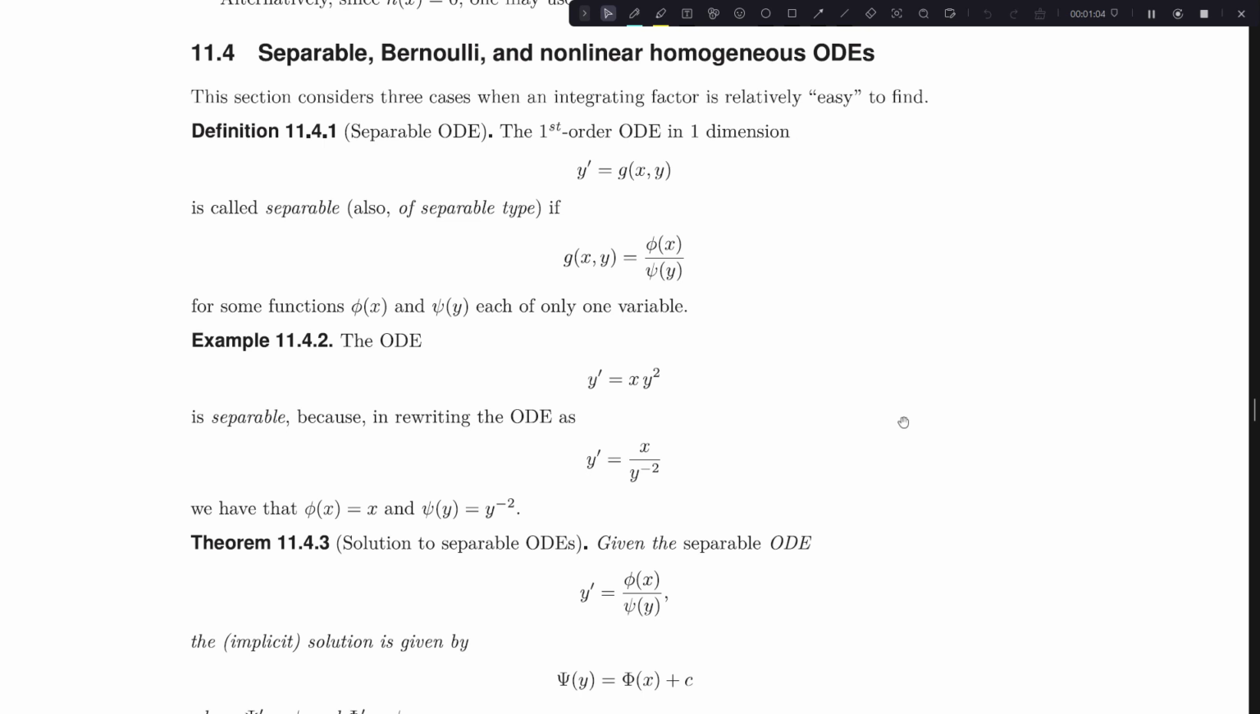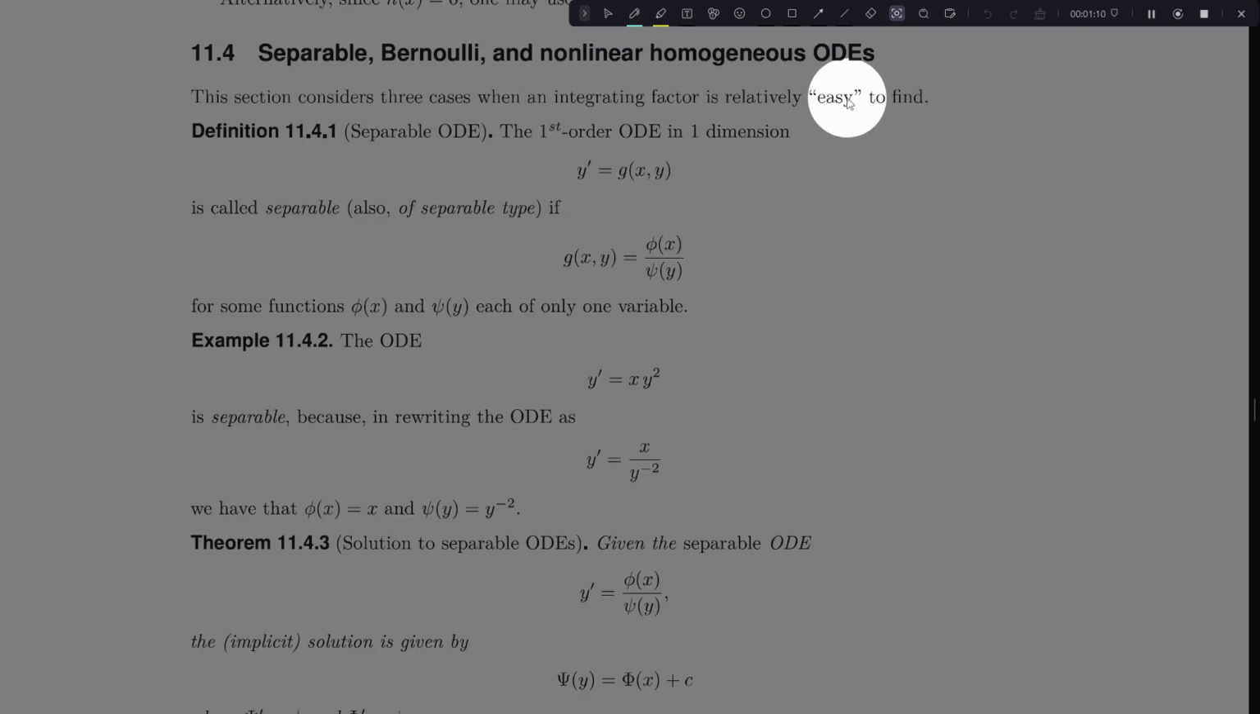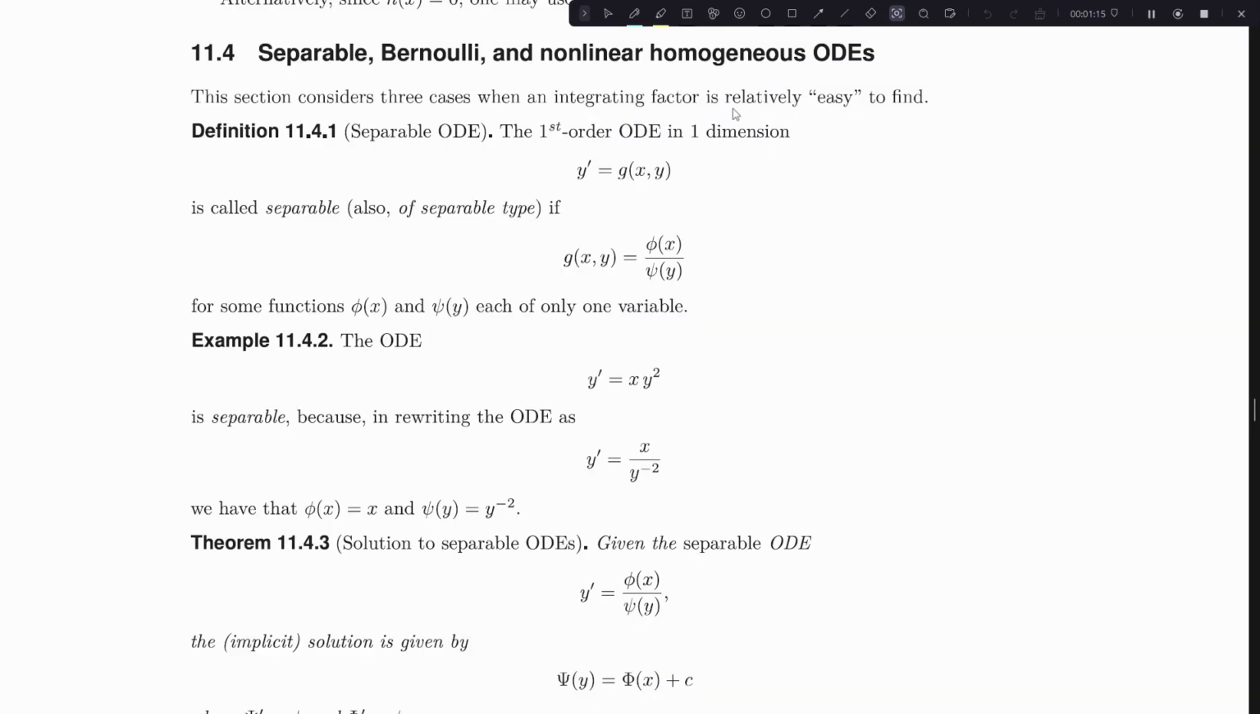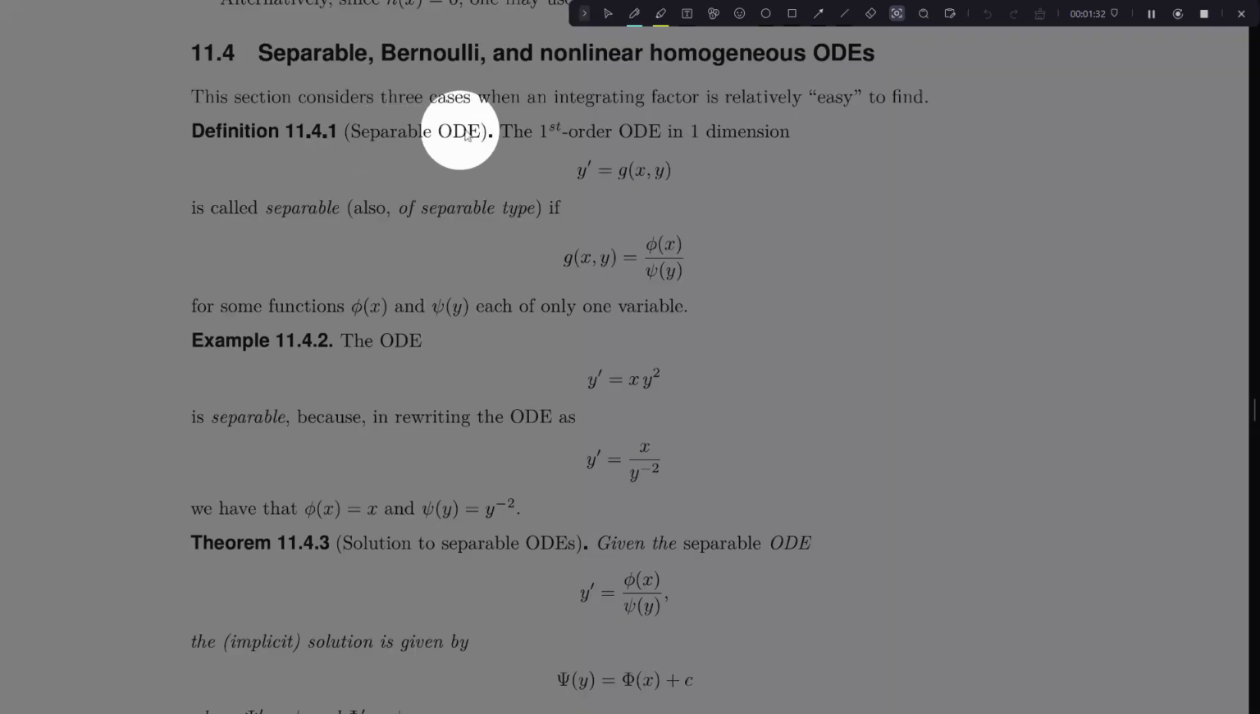But these are kind of the three situations in which an integrating factor is somewhat easy to find. There's a very natural integrating factor to these sorts of nonlinear ODEs in one dimension. And so we're going to start with separable because it turns out that Bernoulli and nonlinear homogeneous reduce to a version of separable if you make an adequate change of variables. So we're going to start with something called a separable ODE.